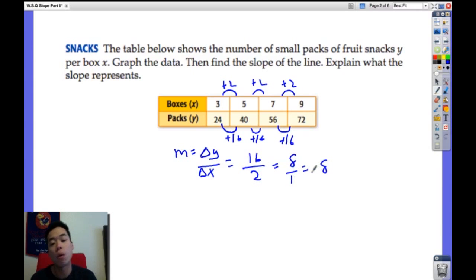The cool thing about a horizontal table is that the general rule of thumb is that the top row is always your input, or your x value, and the bottom one is always your y value. If it's not, they will tell you which one is your x and your y. But if they just give it to you as is, like I am on the screen, where I even labeled it, the top row is always x and the bottom row is always y. So my slope here is just 8. Next one.